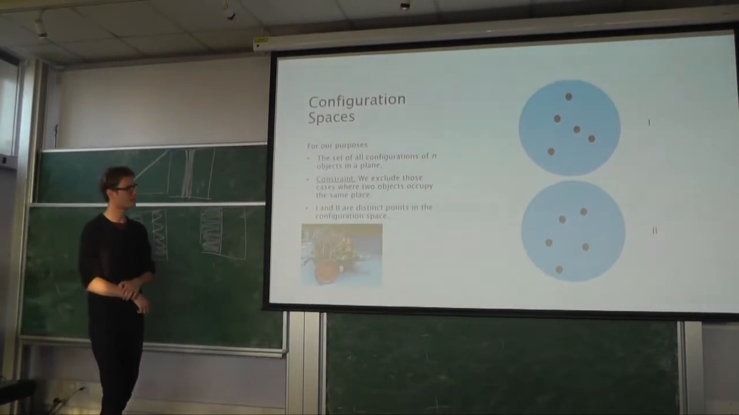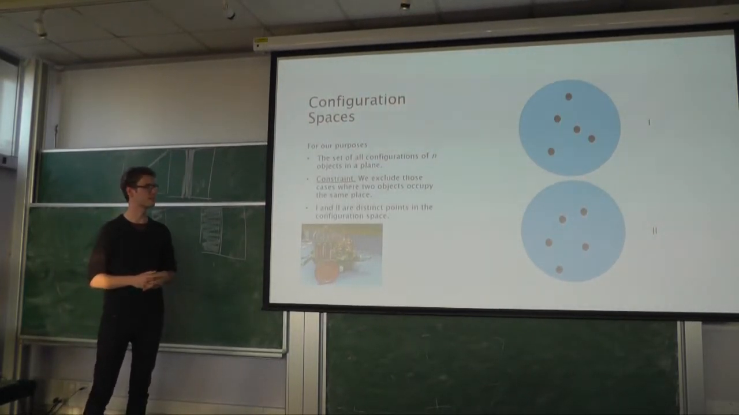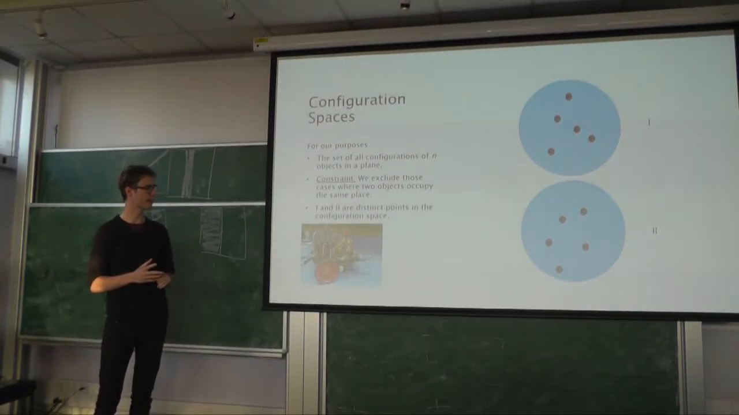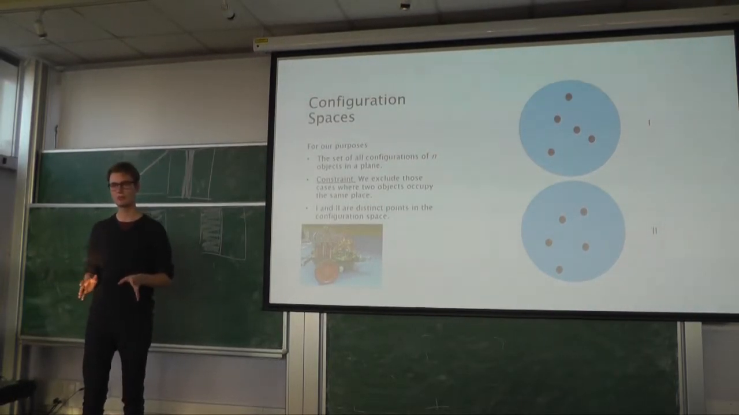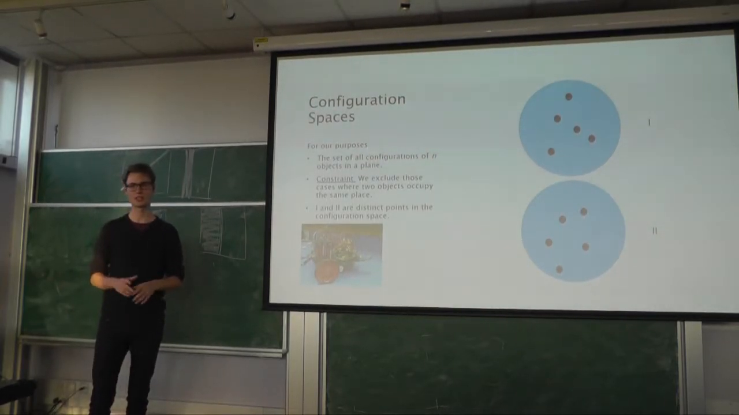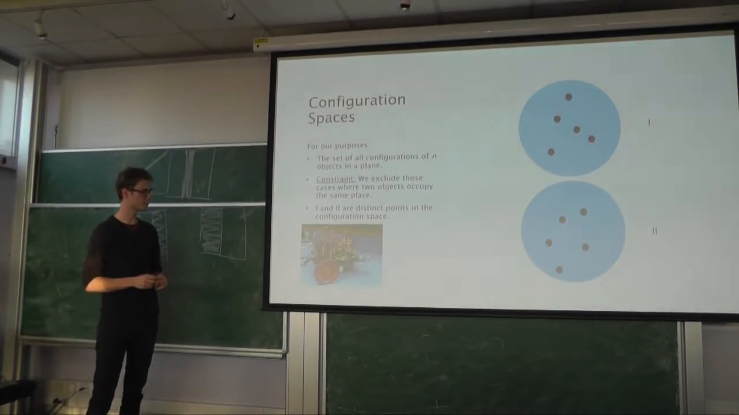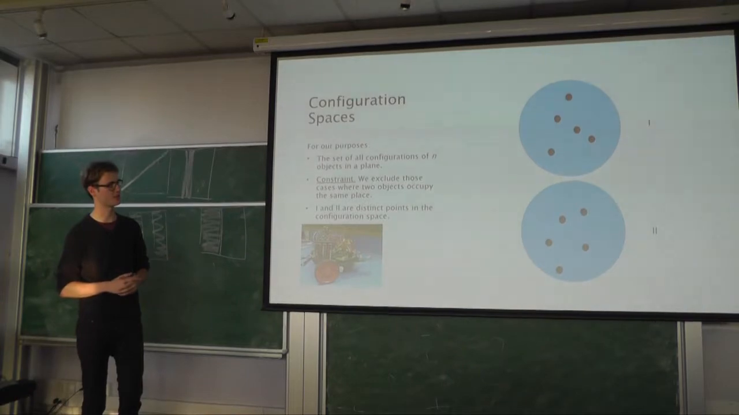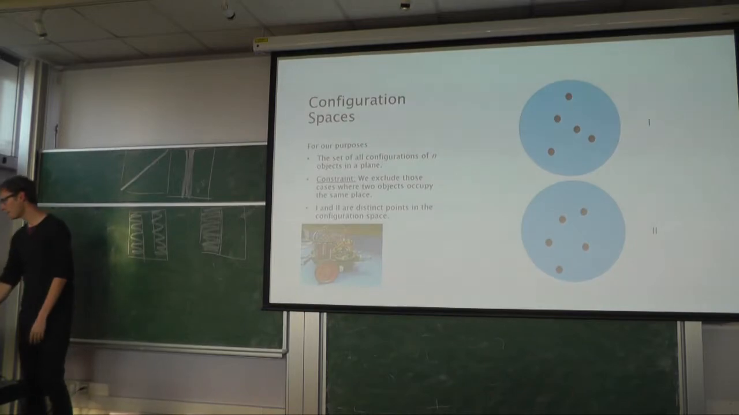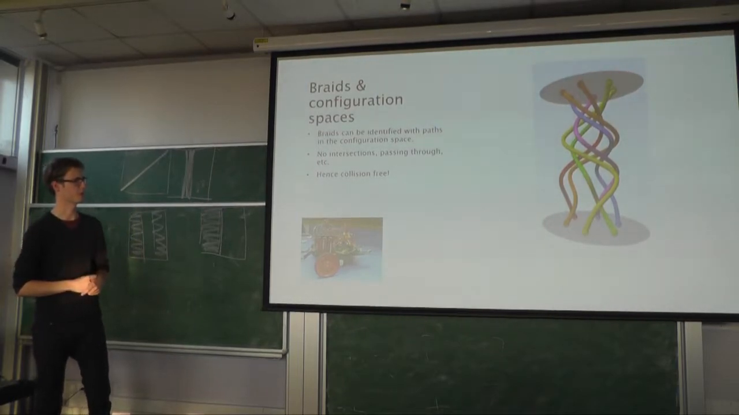So we need the third concept of configuration spaces, which is here the set of all configurations of n objects in a plane. Even if you have danced a Cayley, you're probably familiar with the problem that you do crash into each other. We do exclude that problem here. So no two objects are allowed to occupy the same place. Just for illustrative purposes, you can see that 1 and 2 would be distinct points in the configuration space. Now, braids can be identified with paths through the configuration space.